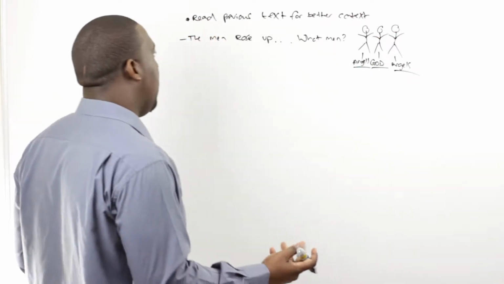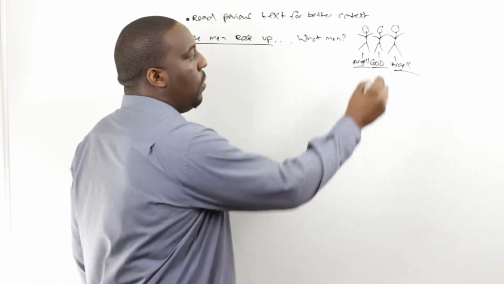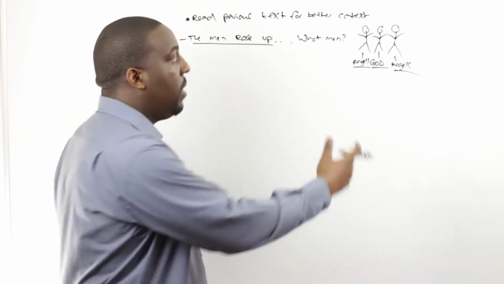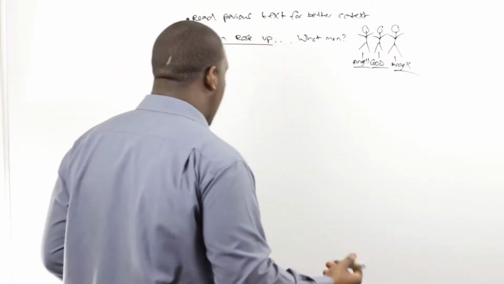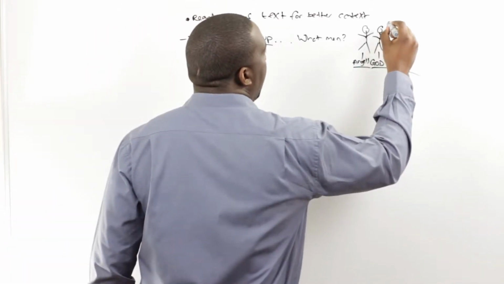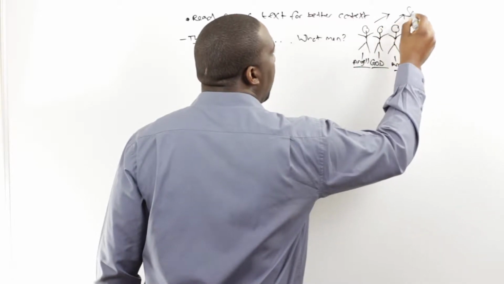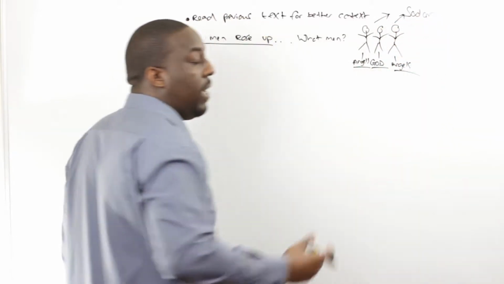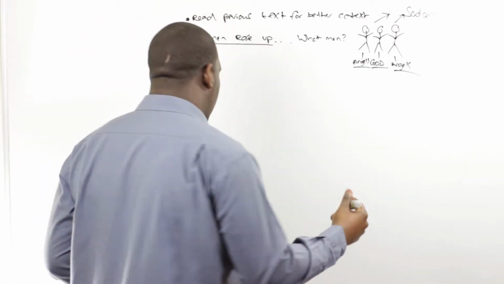But what does it say next? It says the men rose up. So all 3 of the men, you would assume, rose up. They've eaten their meal, now they're going on the way as Abraham suggested. And it says, and looked towards Sodom, and Abraham went with them to bring them on the way. So let's just say, for example, Sodom is this way. They get up and they look towards Sodom to go on their way. Why am I only pointing to 2 of them? Well, what does it say next?